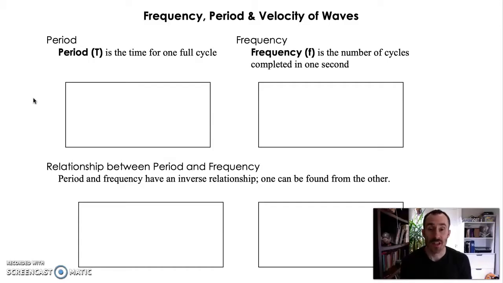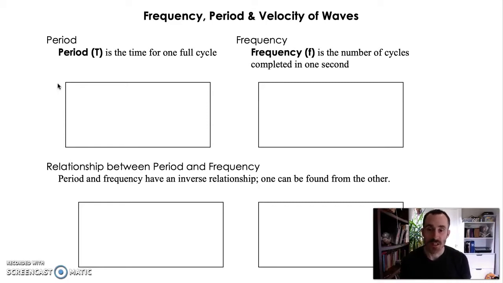We've talked about some of the characteristics of waves earlier, like amplitude, wavelength. We've talked about frequency, period, and velocity, and today we're going to delve a little bit more deeply into the relationship between frequency, period, and velocity. So first of all, we have to define those things.